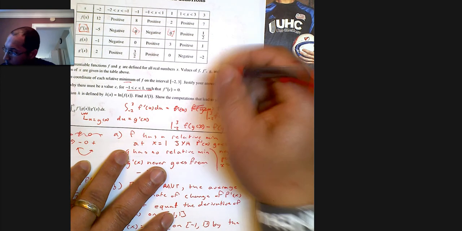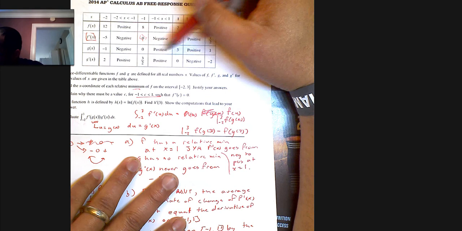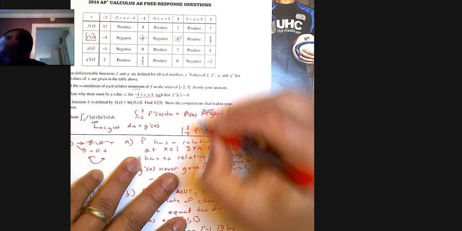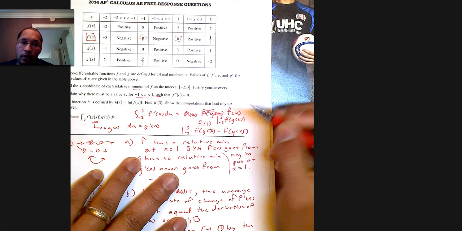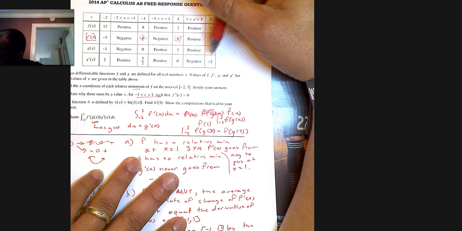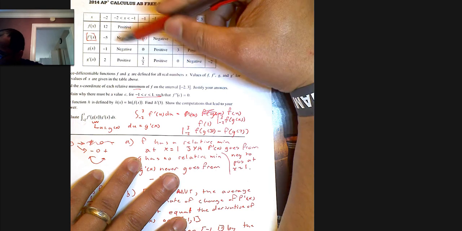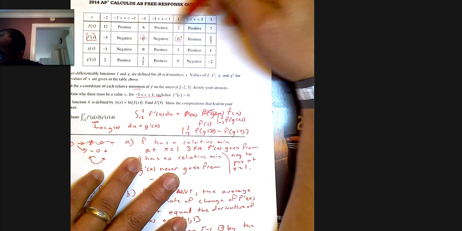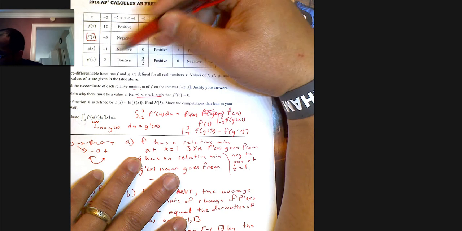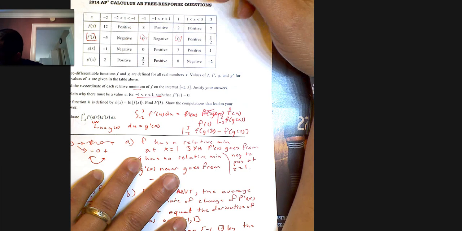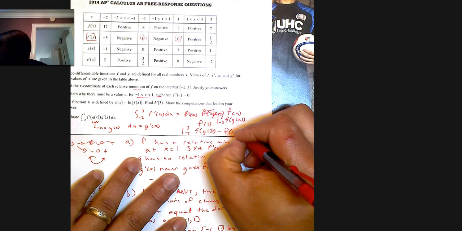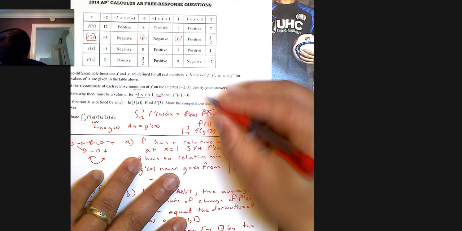So if I plug it in the g first, so g of 3, what's g of 3? Let's look up here. G of 3 is 1. So really that becomes f of 1. And then g of 2 is, where's 2? There is no 2. -2, I'm sorry. -2, so g of -2 is -1, so it's really f of -1.